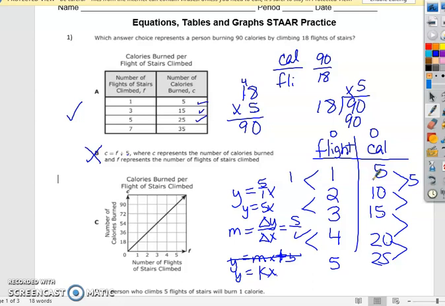So the next one, for C, I'm going to look here, flights, calories. It says 1 flight of stairs is 18 calories. Nope, that is incorrect, because 1 flight is 5 calories. 18 flights is 90, right? So we know that one's incorrect. And then it says, a person who climbs 5 flights would burn 1 calorie. I can see how people might put this, but it's reverse. If you climb one flight, it's 5 calories. So that one's incorrect. So our answer is A.